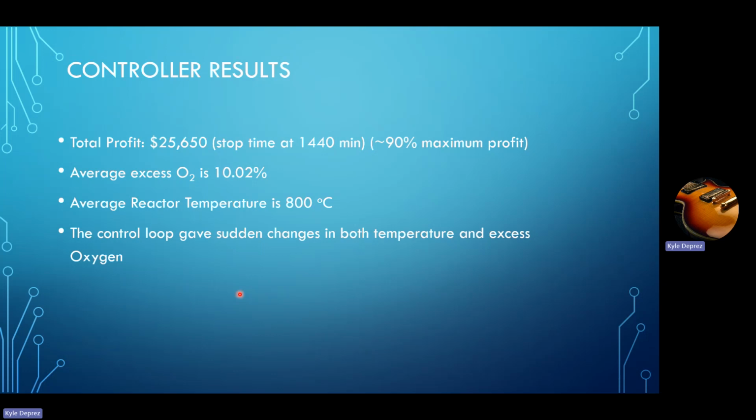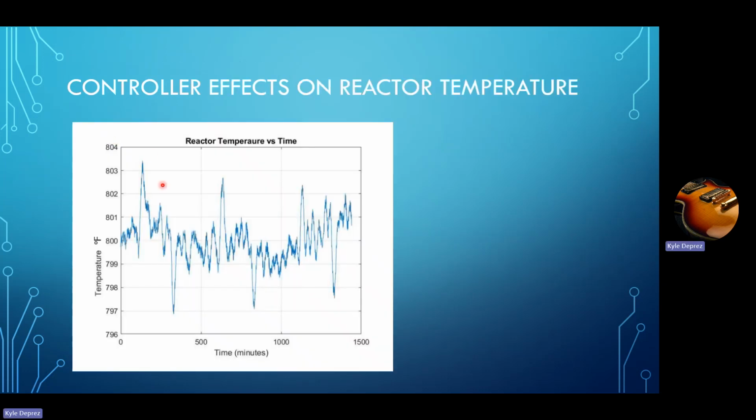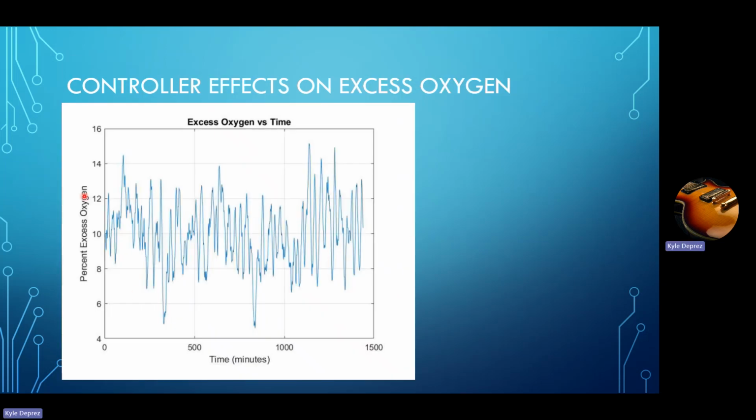However, one thing to note before I show you the graph itself is that the control loops seem to give sudden spikes in both reactor temperature and excess oxygen, which can be seen in these 5 points right here on the reactor temperature versus time graph there. And then we have some that are a little harder to see due to the noise generated in the excess oxygen. But both did show consistently right around 10% as our average, which is above the 9% minimum there.